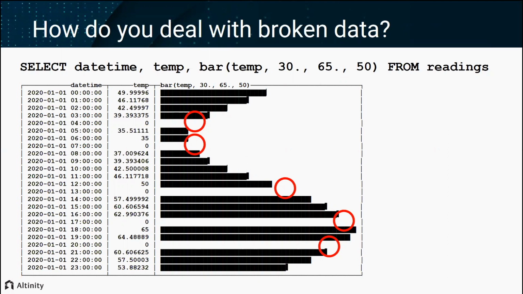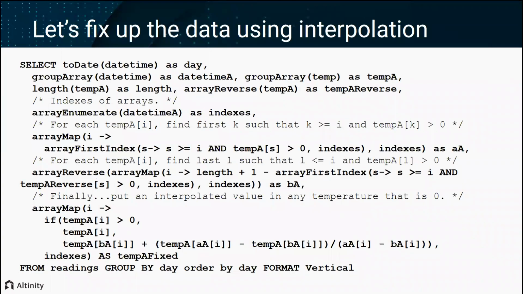So what we would like to do is fix this, and the obvious thing to do is linear interpolation from the value before and the value ahead, and assert a value which will then at least give us a sense of what the temperature profile looked like. So let's go ahead and do that. And this is where arrays get interesting.